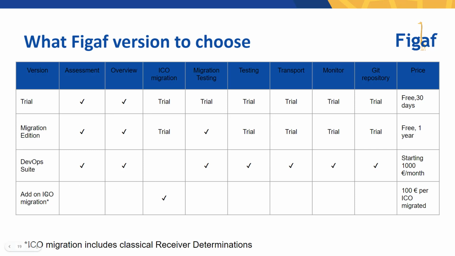And then the last one we have is the ICO migration or receiver determination, where you can take an ICO receiver determination and migrate it into an iFlow using our approach. This is €100 per ICO that you migrate. And this simplifies the process, and makes it a lot easier for you to manage your migration. So that's why I also think it makes sense for you to go through the trial, and understand how the tool can simplify your delivery process.